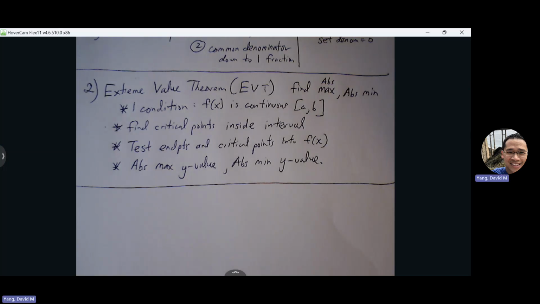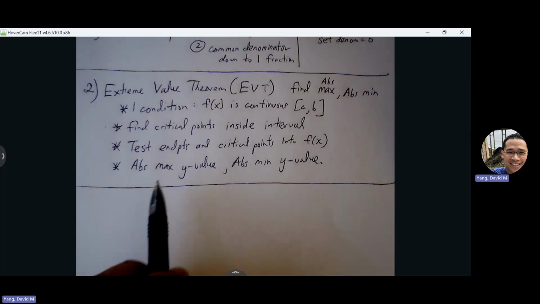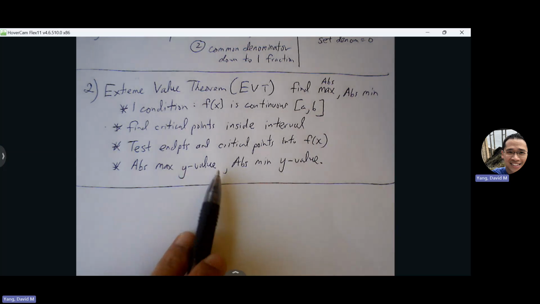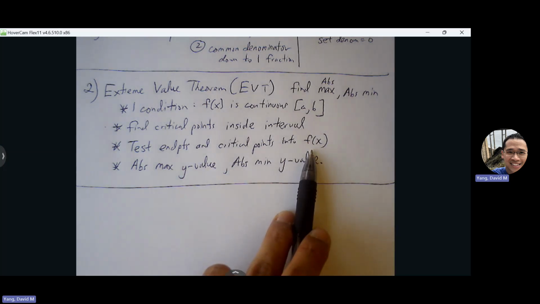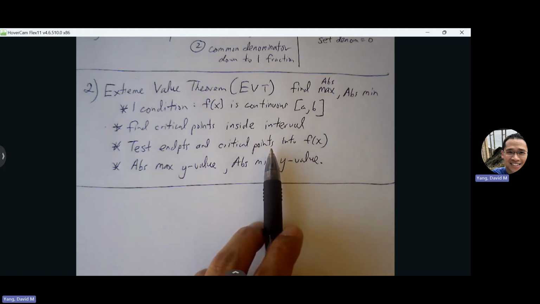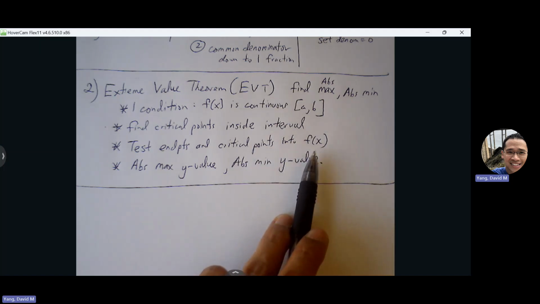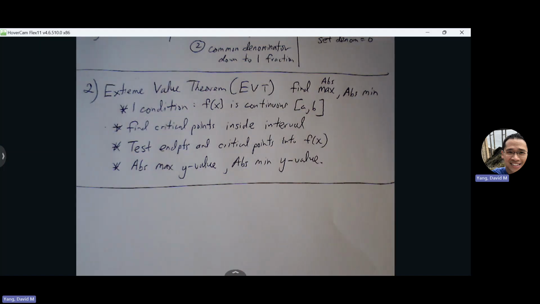Just plugging back in, just into the original function. Make sure that you don't plug it into f prime. You're putting your critical points and endpoints, once you've established valid critical points, into the original function. And then you're just identifying your highest and lowest y value, and that's all we care about.